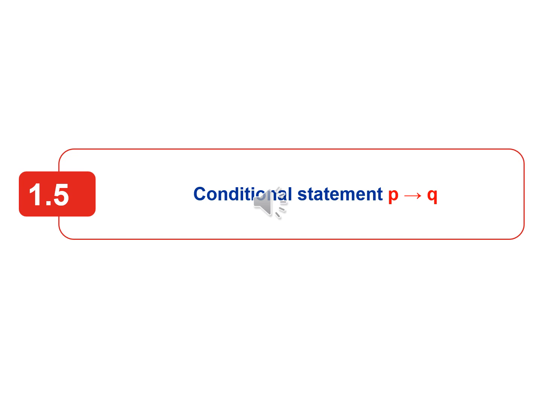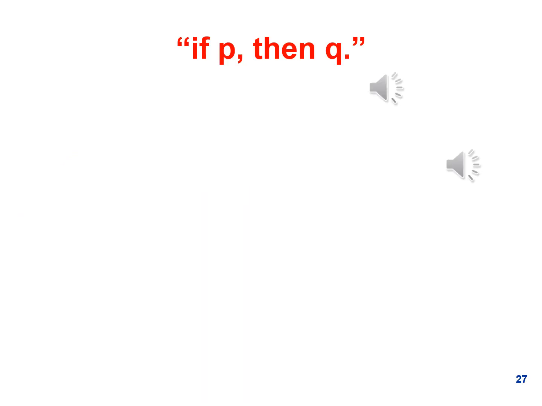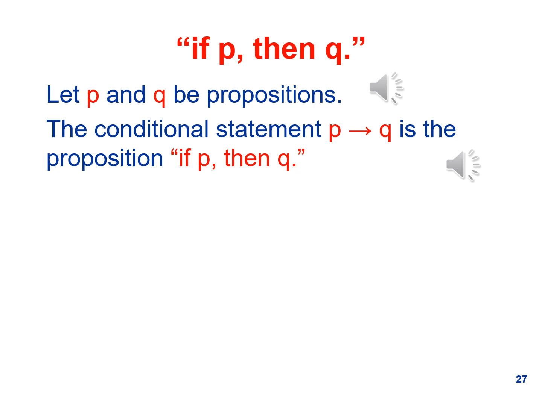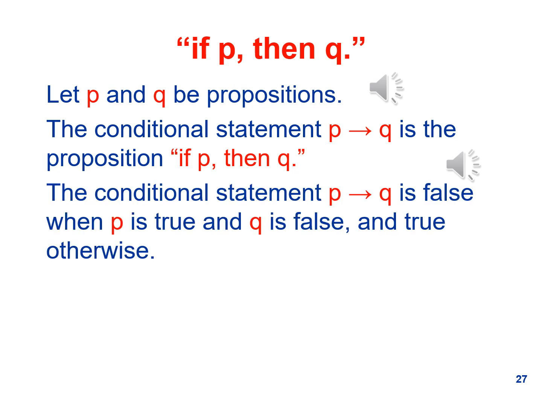The conditional statement, if P, then Q. Let P and Q be propositions. The conditional statement P implies Q is the proposition if P, then Q. The conditional statement if P, then Q is false when P is true and Q is false, and true otherwise.